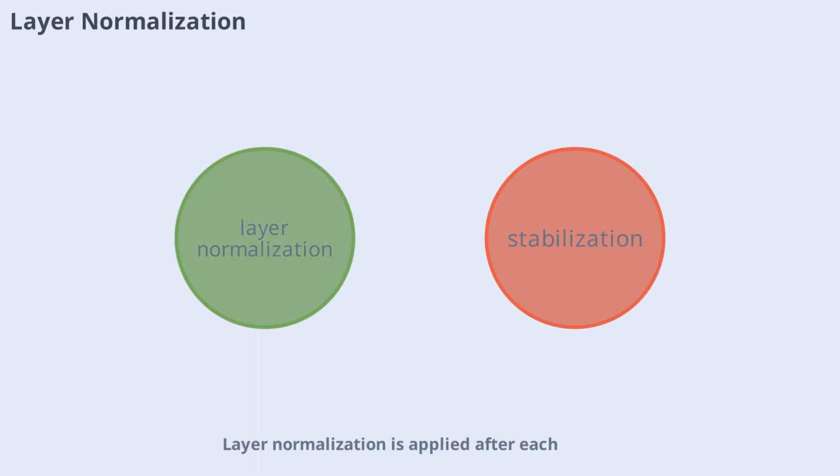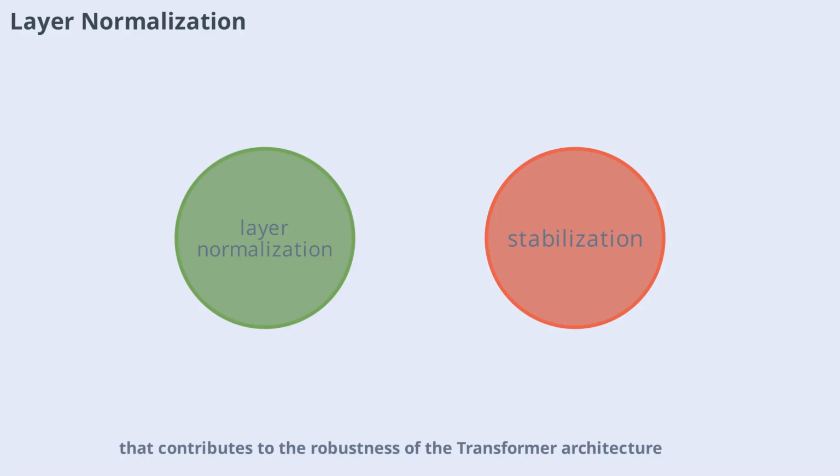Layer normalization is applied after each sublayer in both the encoder and decoder. This process stabilizes the learning by normalizing the inputs across the features, which helps the model converge faster and improves overall performance. Layer normalization is a subtle but important detail that contributes to the robustness of the Transformer architecture.